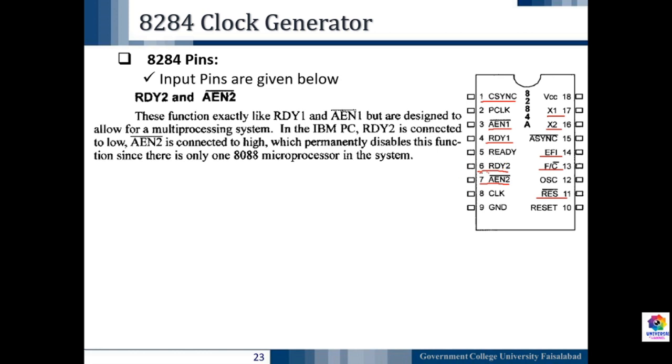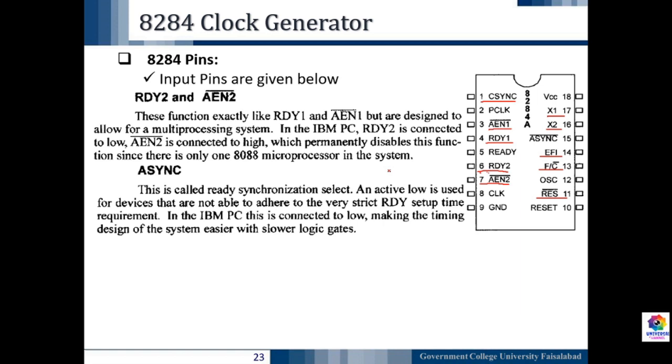And how can we disable them? We will connect pin number 6 to active low and pin number 7 to active high, which will disable these two pins. In the IBM PC, ready 2 is connected to low and AEN2 is connected to high, which permanently disables this function since there is only one 8088 microprocessor in the system.